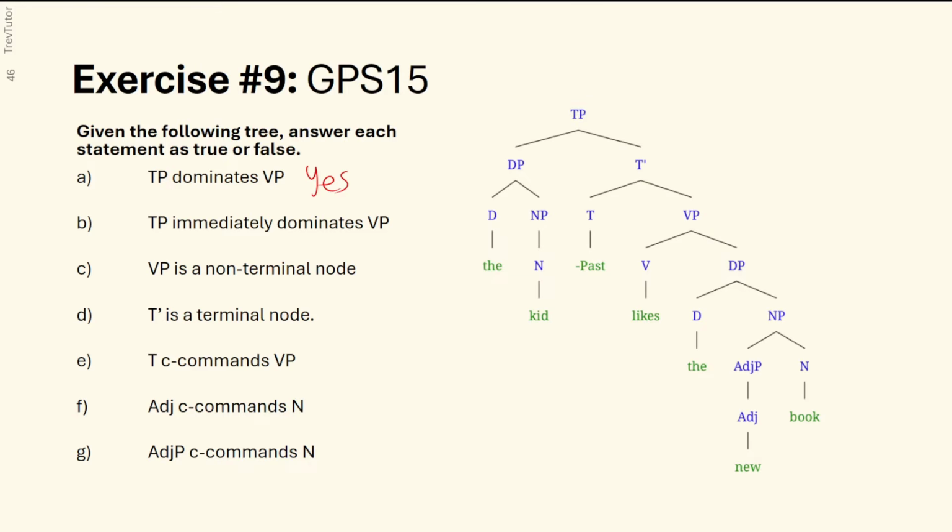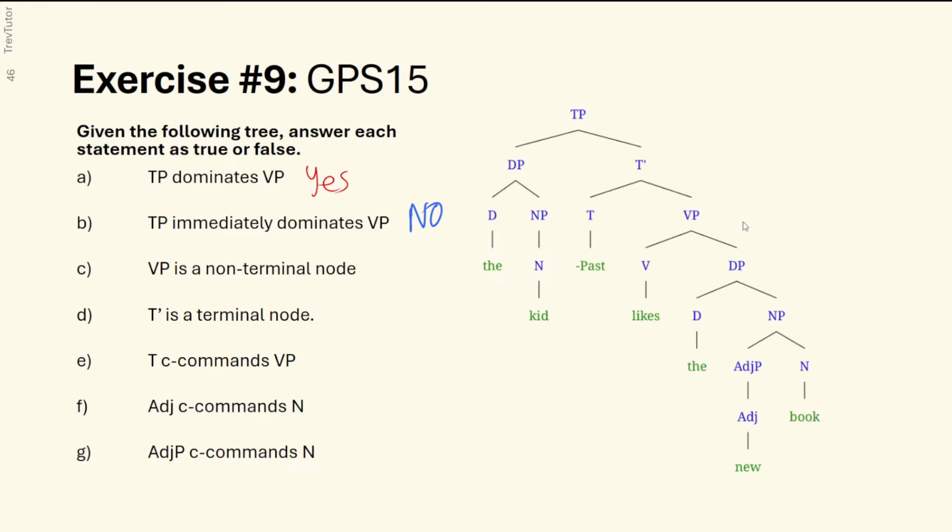Does it immediately dominate the verb phrase? Well, let's take a look. This is the tense phrase. It can see a determiner phrase and a T-bar level. This will make more sense when we talk about X-bar theory, but this is just a preview of what we're looking at. It doesn't see VP immediately. So it has to look further to see the VP. So no, it does not immediately dominate the VP.